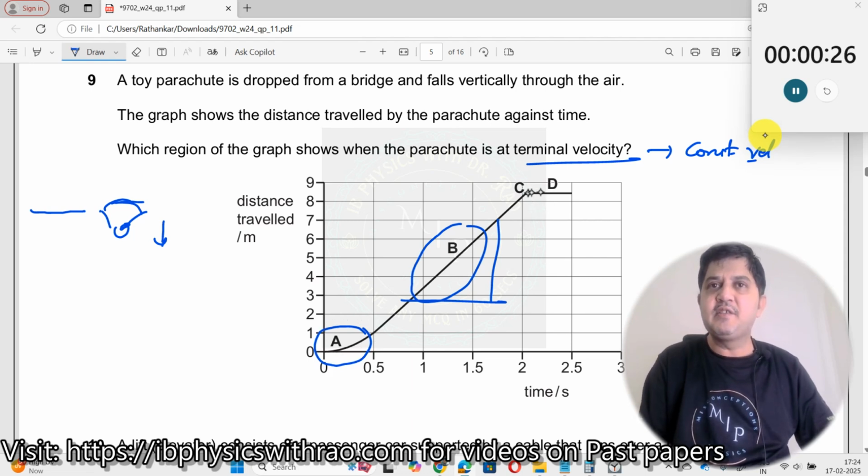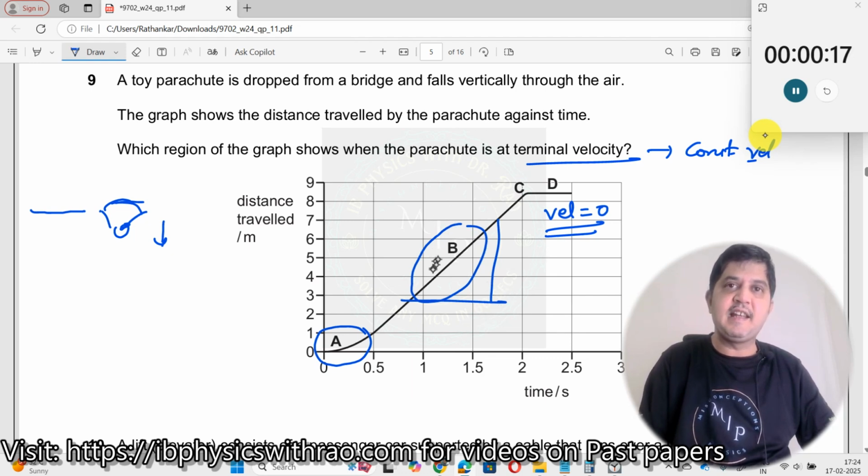Here you see there's no distance traveled, but the time is elapsing, which means what? The velocity here is equal to 0, right? So as a result of it, the right answer is B over here.